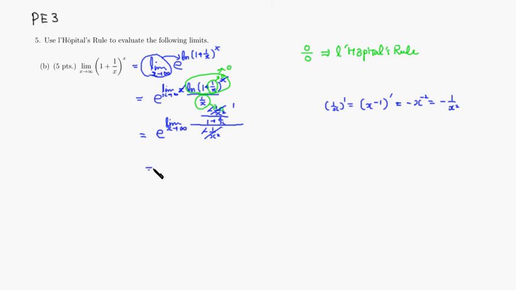As you clean it up, you have e to the limit as x approaches infinity of 1 on top over 1 plus 1 over x. As x approaches infinity, this guy approaches 0, so you get 1 over 1. So you're going to get e to the 1, which is just e. All right, that's it. I hope that this was clear.